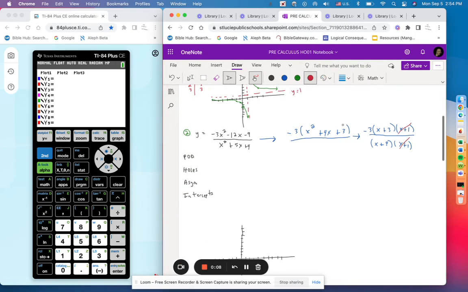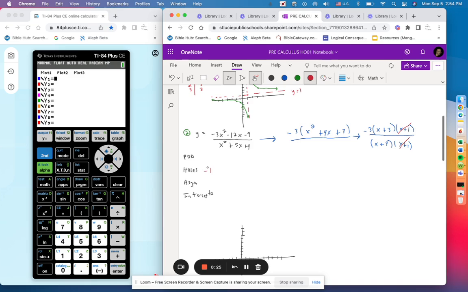Here it is original. Factor out -3. Factor it. Notice what cancels. All right, now notice something here. Since x plus 1 cancels, that's your whole. So I'm going to go ahead and write the whole there, which is -1.